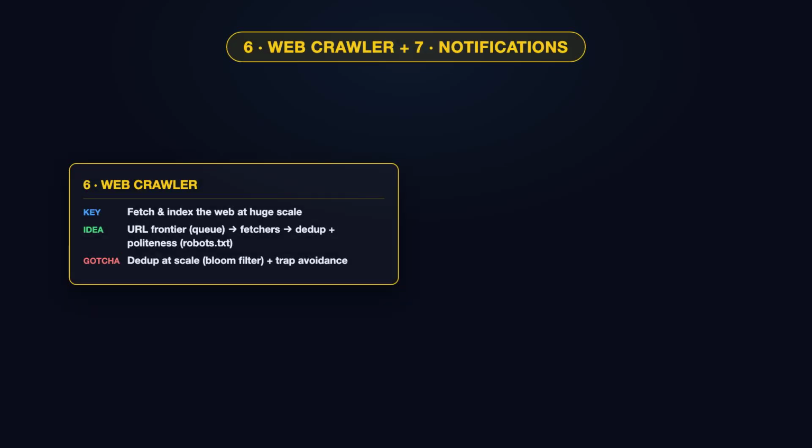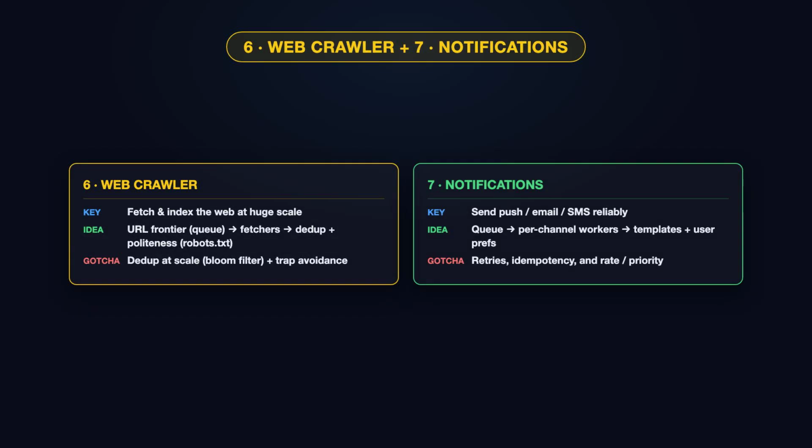Two questions here, because they share a shape: a queue feeding a pool of workers. Question 6. Design a web crawler: fetch and index a huge chunk of the web. The key requirement is to continuously fetch pages, extract the links on them, and keep going, at enormous scale. The core idea is a URL frontier, a giant queue of URLs waiting to be visited, feeding a pool of fetcher workers.